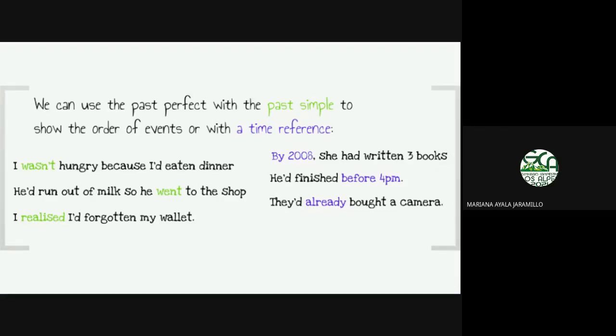I wasn't hungry because I'd eaten dinner. He'd run out of milk, so he went to the shop. I realized I'd forgotten my wallet.